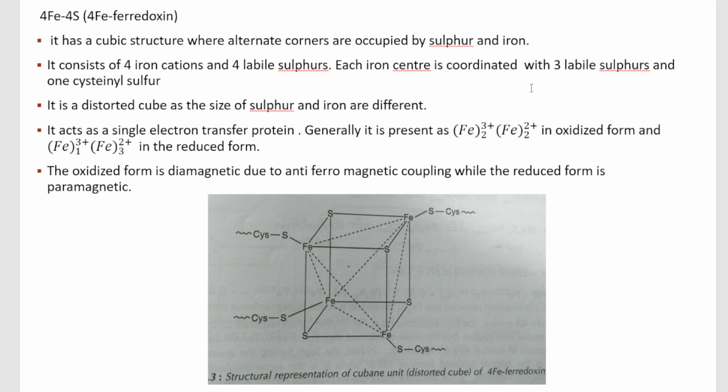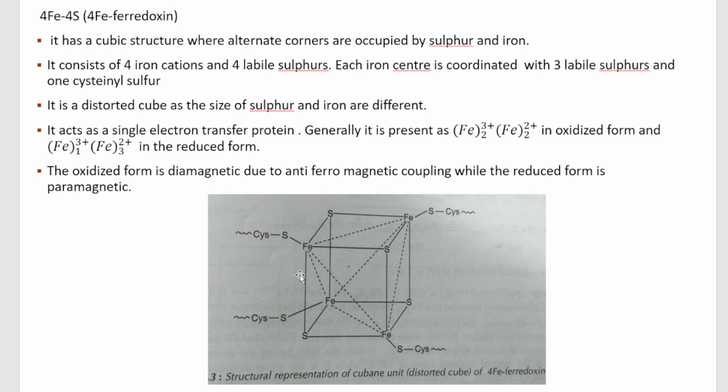And each iron center is coordinated with 3 labile sulfur and 1 cysteine sulfur. You can see 1 cysteine sulfur is attached to each of the iron atoms here. And it is a distorted cube as the sizes of sulfur and iron atoms are different. So it does not exactly exist in cubic form because the atomic size varies. So it exists as a distorted cube.